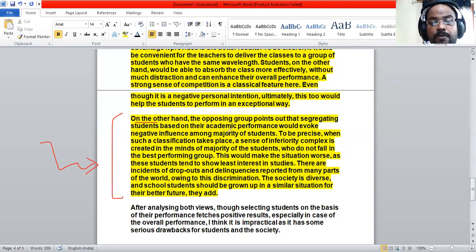On the other hand, the opposing group points out that the segregation of students based on their academic performance would evoke a negative influence among the majority of the students. So the majority of the students are negatively influenced. To be precise, when such a classification takes place, a sense of inferiority complex is created in the minds of the majority of the students.